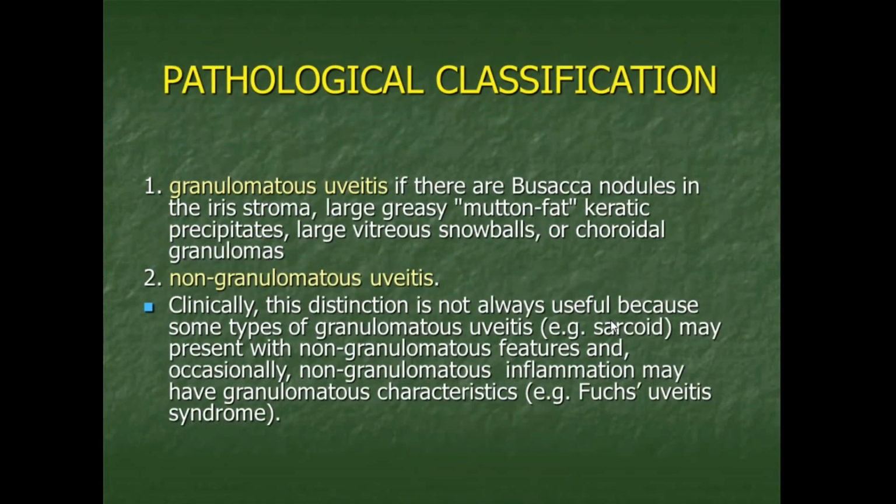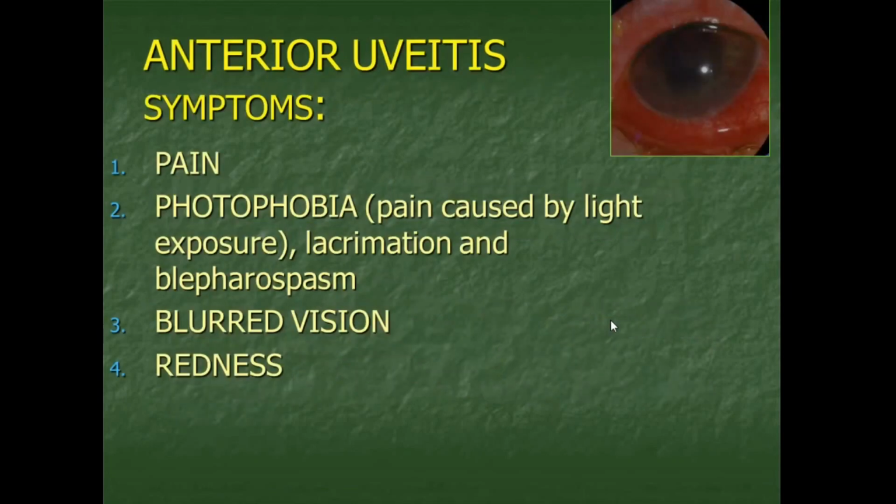Pathological classification: uveitis may be granulomatosis or non-granulomatosis. Now we should speak about anterior uveitis. As for anterior, the patient usually complains of pain, photophobia, lacrimation, blepharospasm, blurred vision, and redness.